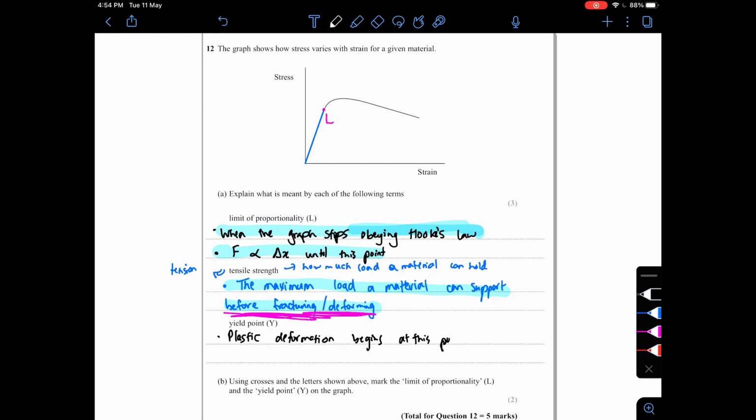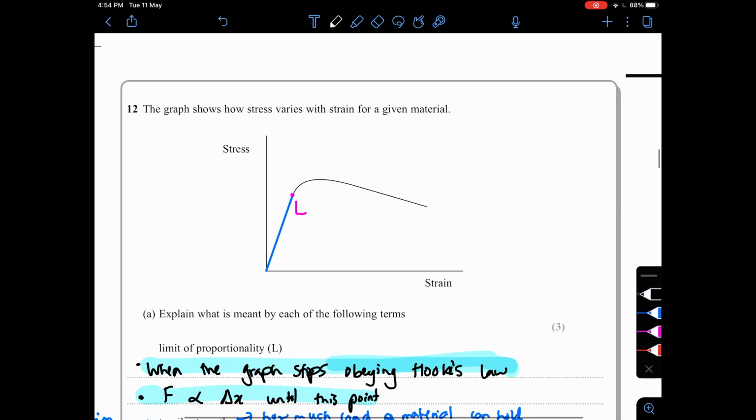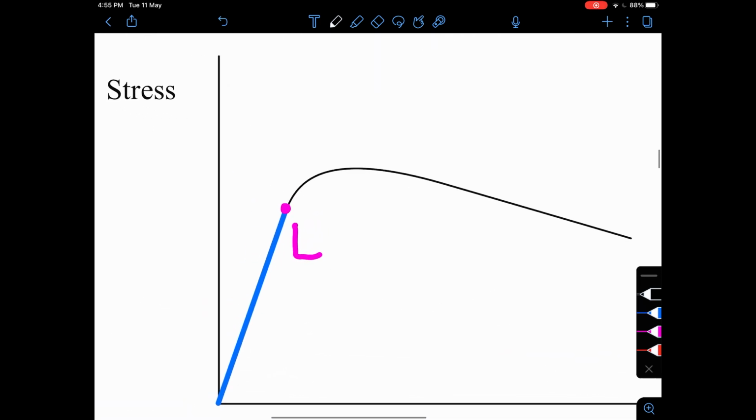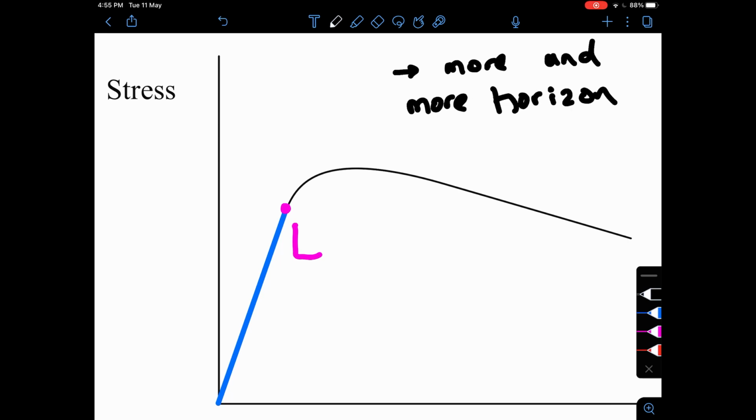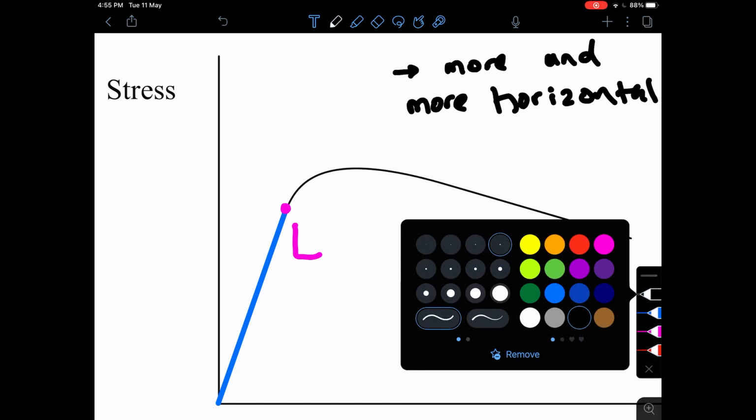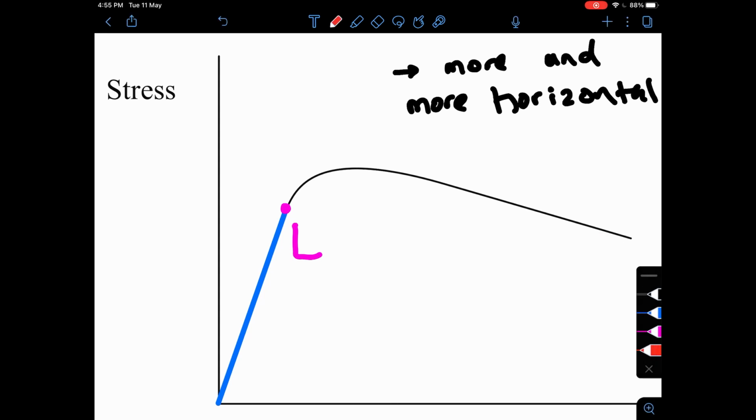If I go back to the graph, I can explain. If I go much closer, that point is referring to when the graph becomes more and more horizontal. Now, what point is that? Let me show you. Let me put it in red. Let me go back. If I zoom in, okay, so that point is this point. You can see my red dot here.